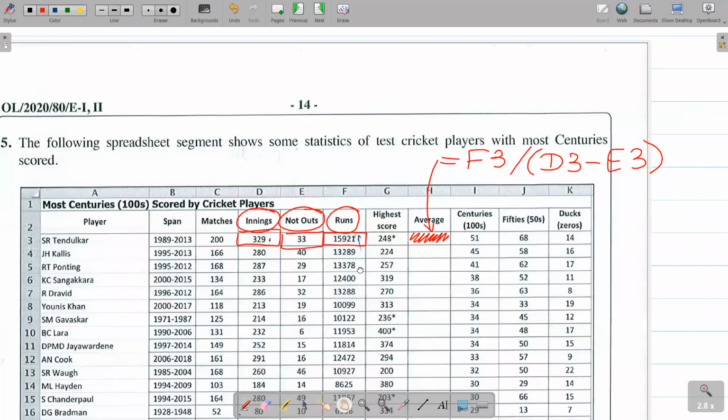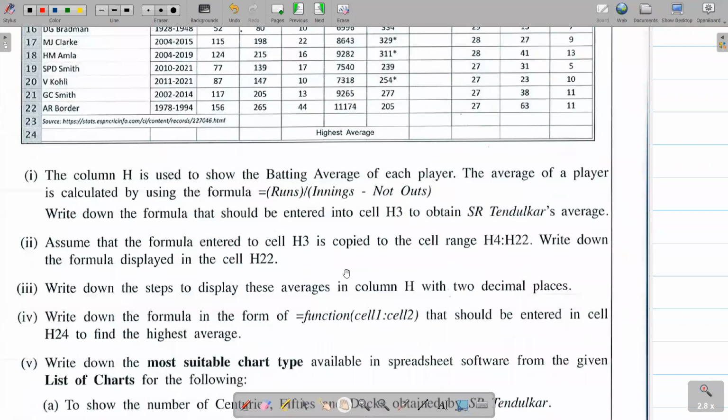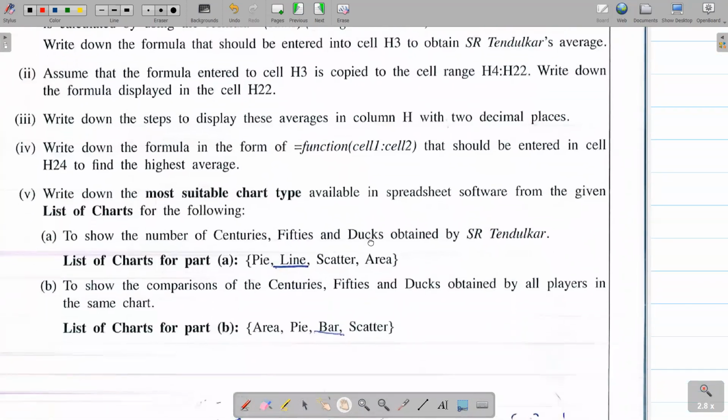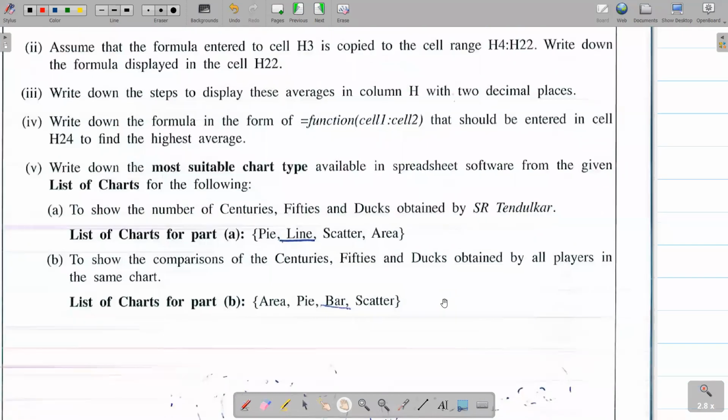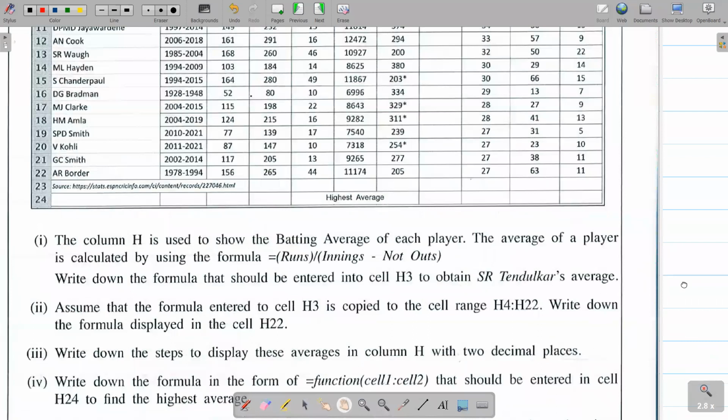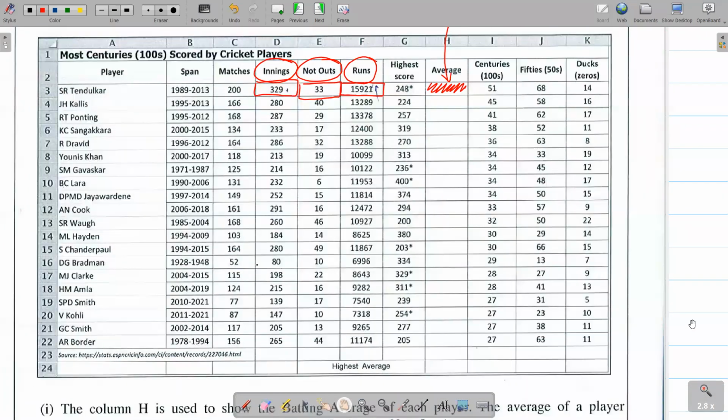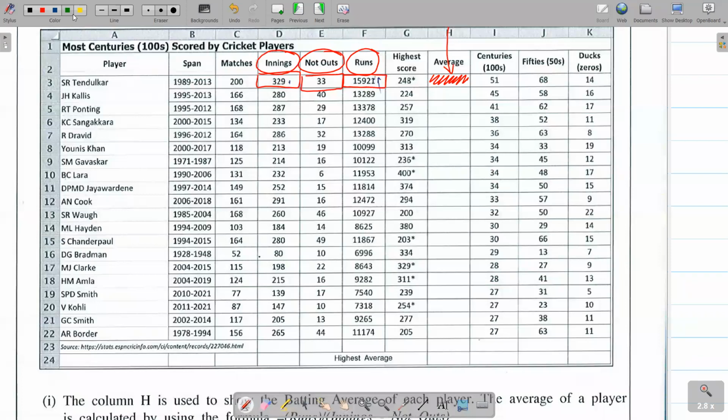The second question says, assume that the formula entered in cell H3 is copied to the cell range H4 colon H22. Write down the formula displayed in cell H22. Now, be very careful on these kinds of questions, people. What they are saying is that the formula they have written in this cell has been copied onto this particular cell range.